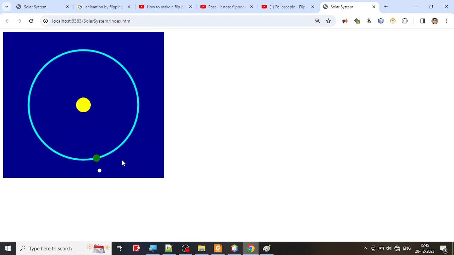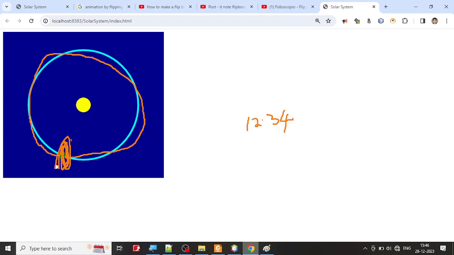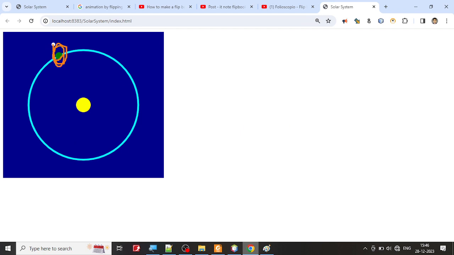How do I rotate this moon? Now remember, when the earth is making 360 degrees, I referred to Google for that matter, the moon will rotate around the earth 12 times. They are saying 12.34, but I will take 12 times. So in a year, the moon will make 12 circles around the earth. Apart from going around the sun, the moon will also rotate 12 times.